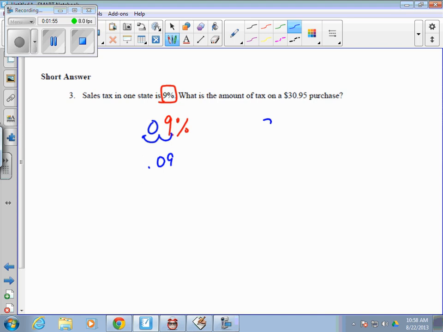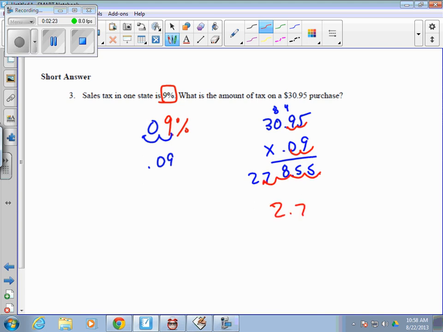So we're going to multiply 3095 times 0.09. 9 times 5 is 45. 9 times 9 is 81 plus 4 is 85. 9 times 0 is 0 plus 8 is 8. And 9 times 3 is 27. So we have to move the decimal 1, 2 times, 3, 4 times. So from here, 1, 2, 3, 4, 2.7, and then this says 8.5, which means we have to round up because it's a 5. We have to round the 8 up, to 2.79. So your tax in this case would be $2.79.